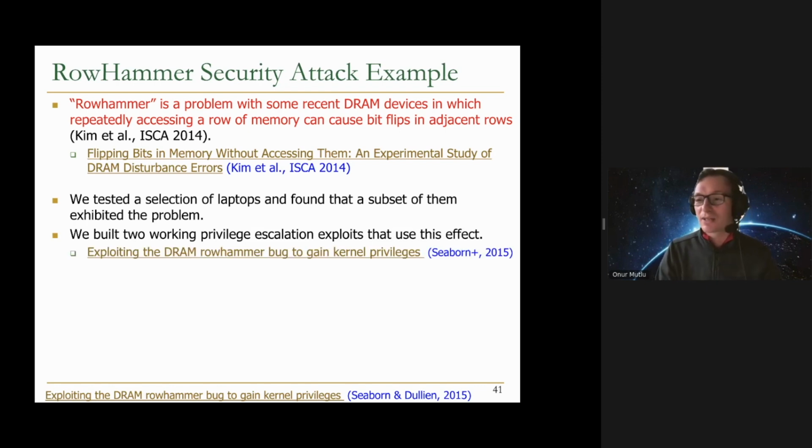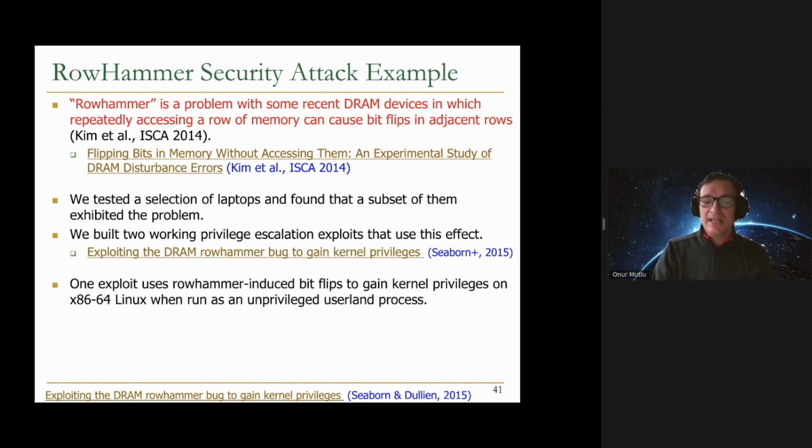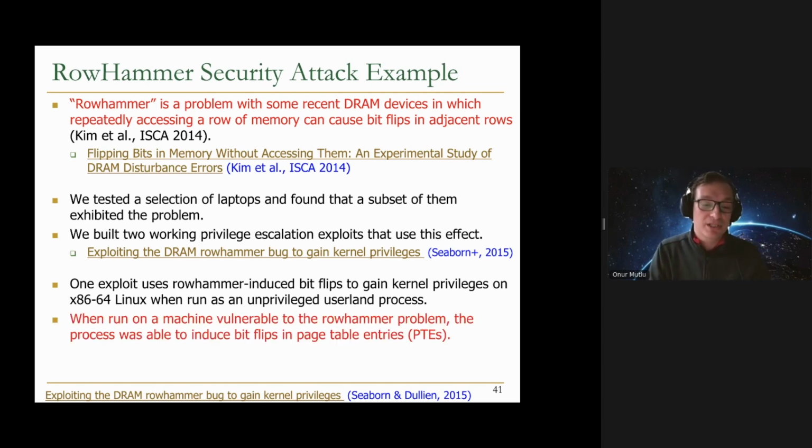One is taking over the Google Native Client. The other is more interesting, in my opinion. Essentially, it uses these Rowhammer-induced bit flips to gain kernel privileges on an x86-64 Linux, a vanilla x86-64 Linux, when it's run as an unprivileged user-level process. And I'm not going to go into the details of exactly how they did it. It's beautiful security engineering. But basically, they were able to induce bit flips in this process's page table entries.